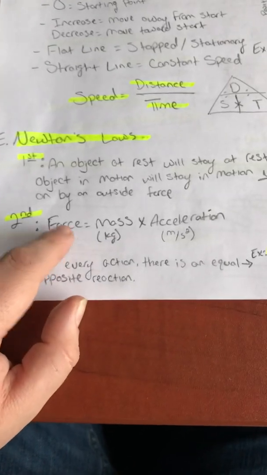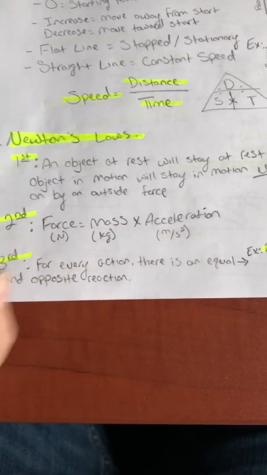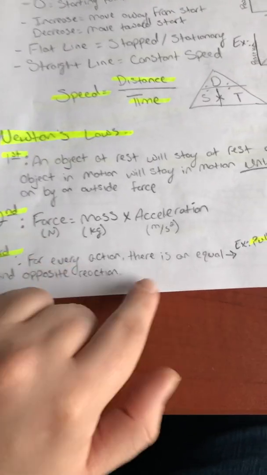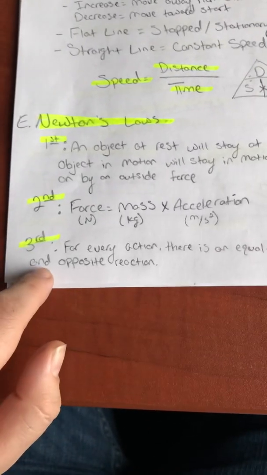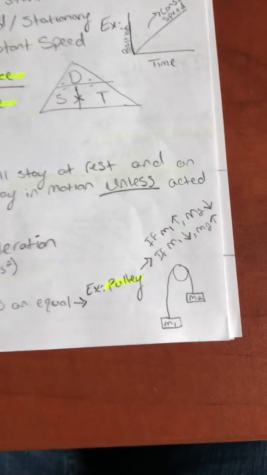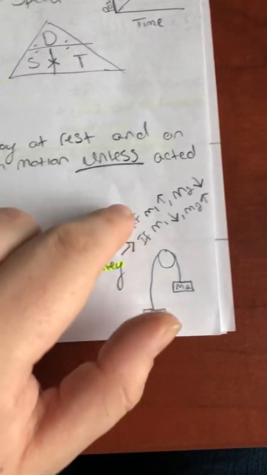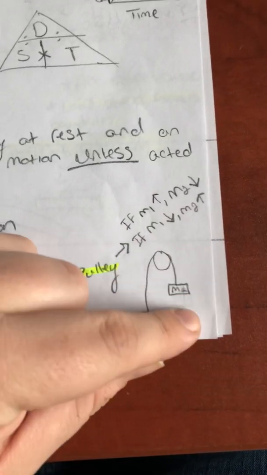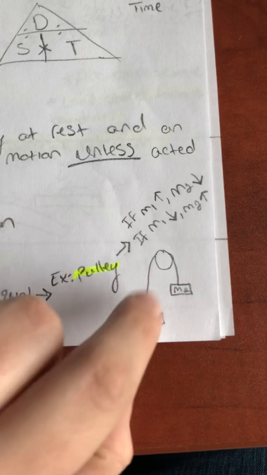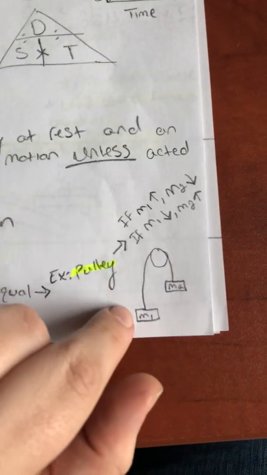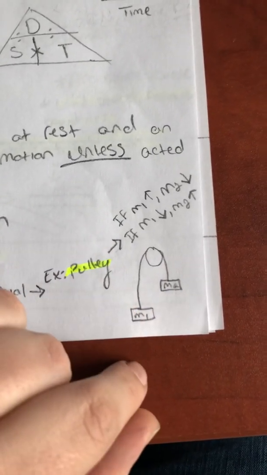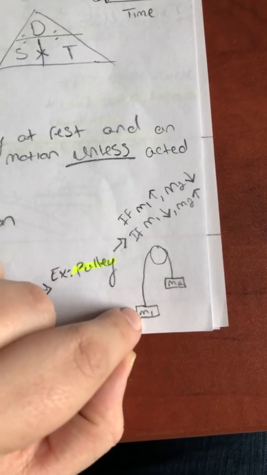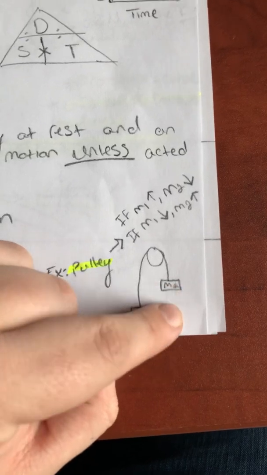The second law is just force equals mass times acceleration. We've been doing that all year. Our third law is that for every action, there is an equal and opposite reaction. So a great example of that is our pulley. Of course, if M1 goes up, then M2 must come down. If M1 goes down, M2 must go up. So if we add weight to M1, we know, well, it must go down, which means M2 must go up. But if we take weight off of M1, it's going to go up, and we know that M2 then will go down.